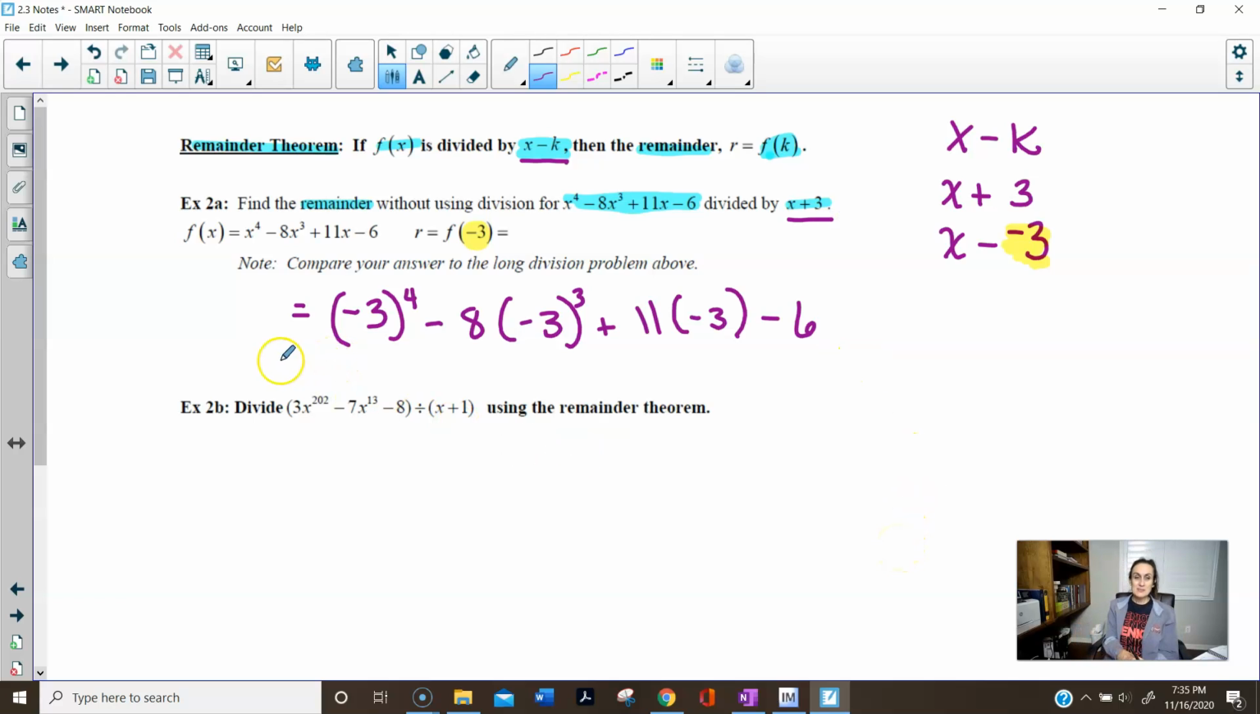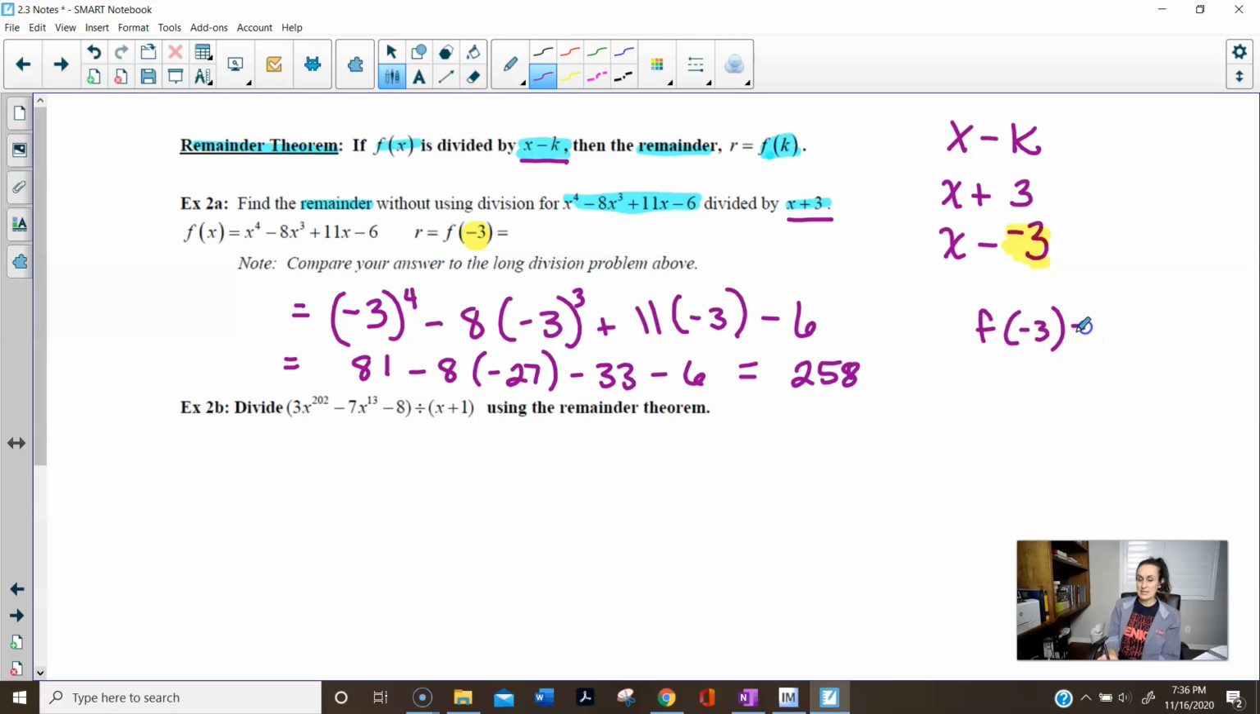All right. So let's come here. -3 to the 4th is +81. Subtract 8 times -3 cubed is -27. Subtract 33, subtract 6. And looking at this, you could throw it into your calculator. You're going to get 258. So when I did f of -3, it equaled 258. And 258 is also the remainder.